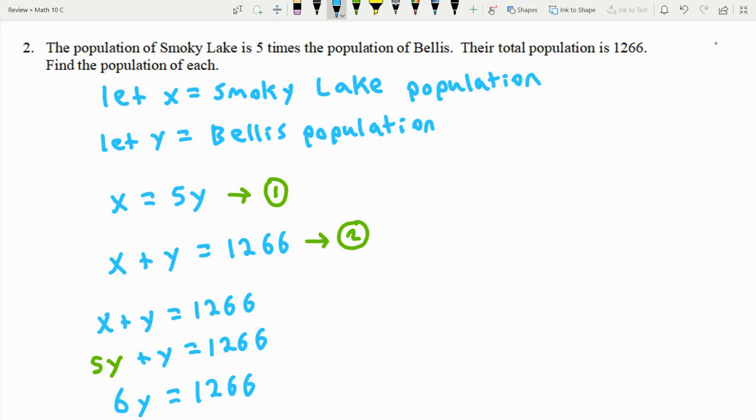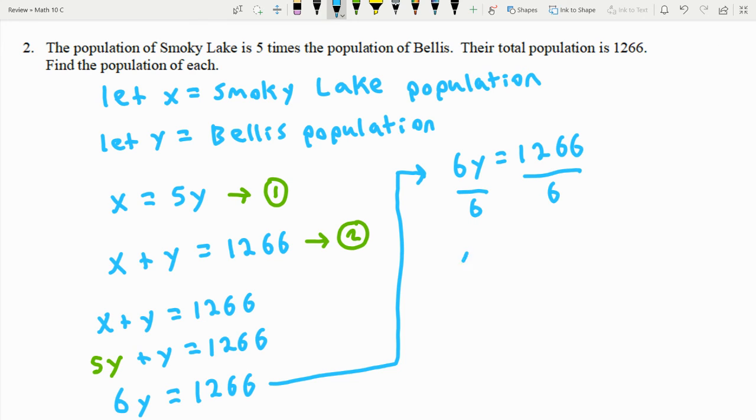Now from here, I'm just going to move this over, if that's okay. Again, I have 6y equals 1,266. If I want y by itself, I can just divide every term by 6. And if I do that, I should be getting y equals 1,266 divided by 6, which should get me 211. So y equals 211, and y is the population of Bellis, right? So I can say the population of Bellis is going to be 211.